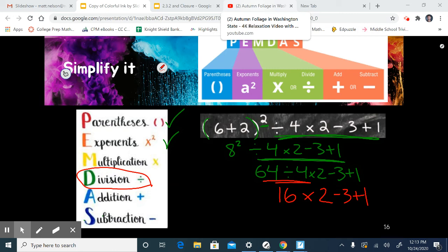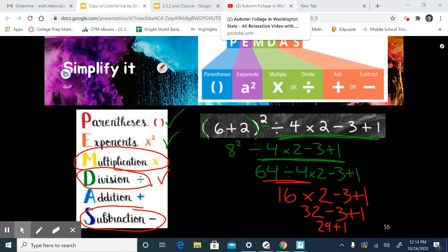So now I'm looking for multiplication, right? Because we skipped over that because we saw division first. And we're going to do 16 times 2, which is 32. Rewrite everything as it is. I know it's tempting to just do 3 plus 1, but that's not the order we do it in. All right, next we're looking at addition or subtraction. Which one comes first? Well, subtraction comes first. So we're going to do 32 minus 3, which gives us 29.